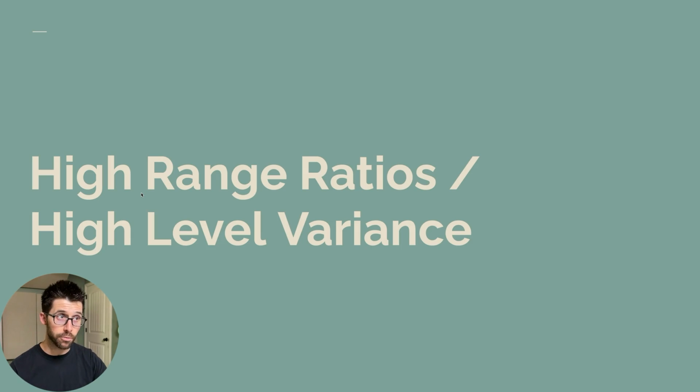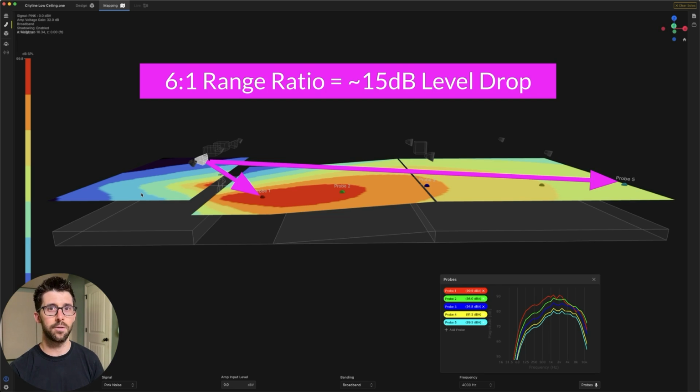We have high range ratios or high level variance. If you're unfamiliar with a range ratio, that is the ratio of basically from the speaker right here to this little magenta arrow going all the way to the back row versus it throwing to the first row. So this is actually 6 to 1. This is 80 feet, and divide that by 6 to get 13 feet as far as the throw. And a point source speaker is optimized for a 2 to 1 ratio, and we can go up to 3 or maybe even 4 to 1 before we need to enlist other speakers. But all that being said, 6 to 1 is way too much to ask of a point source.